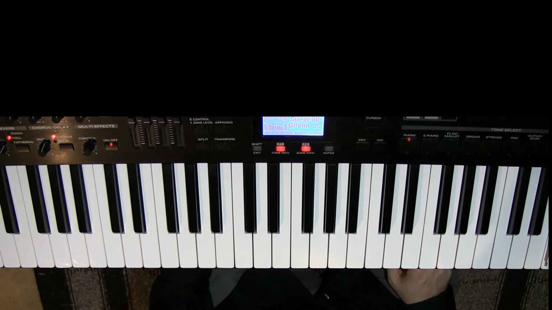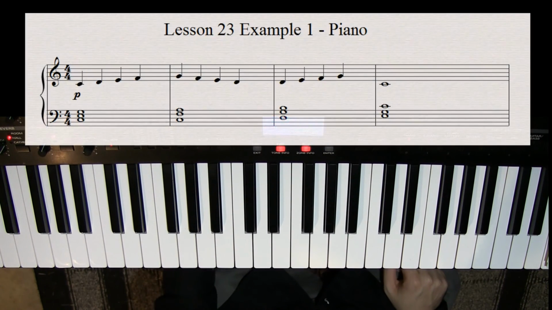Let's see, when was that going to start? Oh yeah, right now. So we have example 1, lesson 23 here. Piano. So we have, or some people say piano. So we have a P here right in the beginning, and it doesn't change. So that means that this whole piece we're going to be playing soft.